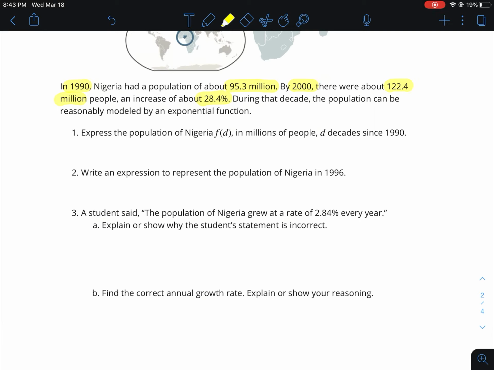So we want the population f of d, so make sure you're using precision, in millions of people, so I don't need to worry about the millions on those numbers, just the actual numbers in front. D is decades since 1990. So f of d, it's exponential, so I'm going to have my starting number, which was 95.3.